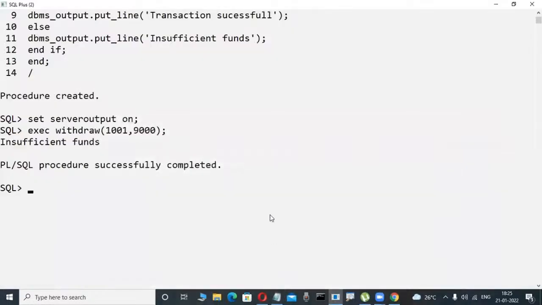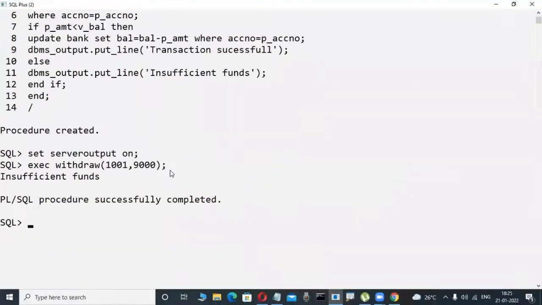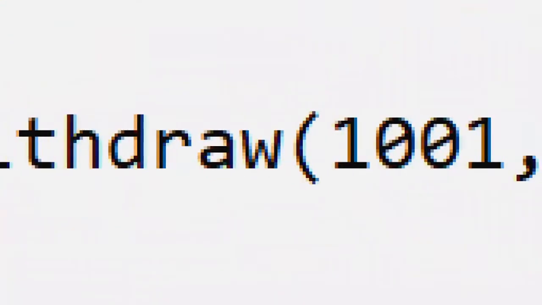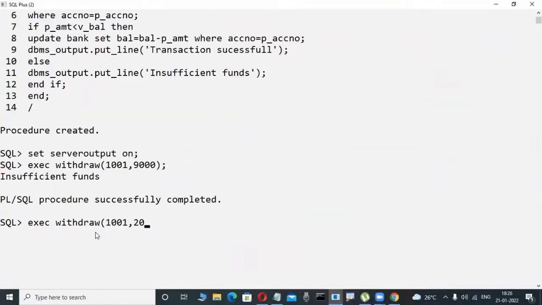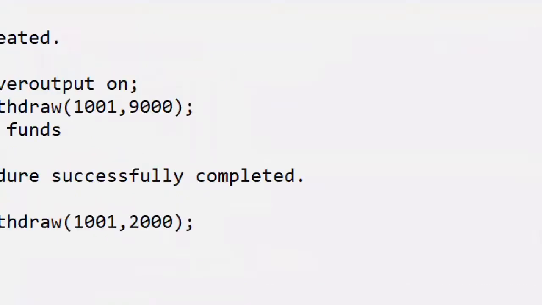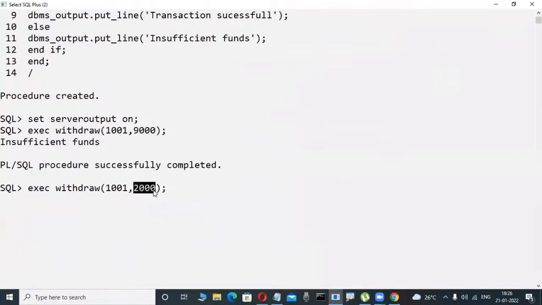Another case, OTP validation, all those things are the same. Now check it out. For example, in this case my balance is 3,000. Now I try to withdraw 2,000 rupees. Here, 1001 is my account number. I try to execute withdraw again, the procedure. Now I try to withdraw 2,000 rupees. Possible? Possible. Why? Because my balance is 3,000, and I try to withdraw only 2,000.